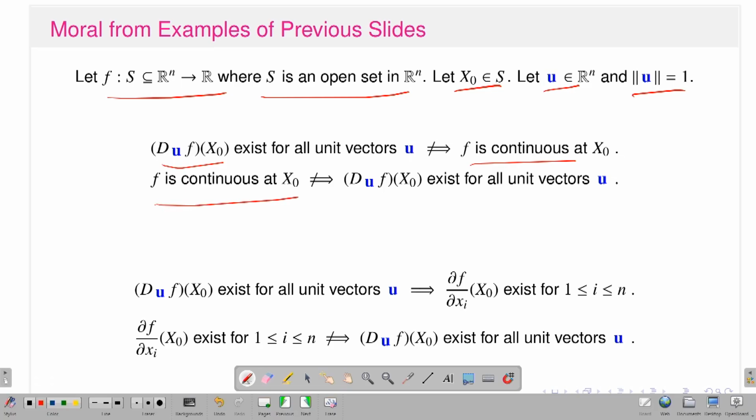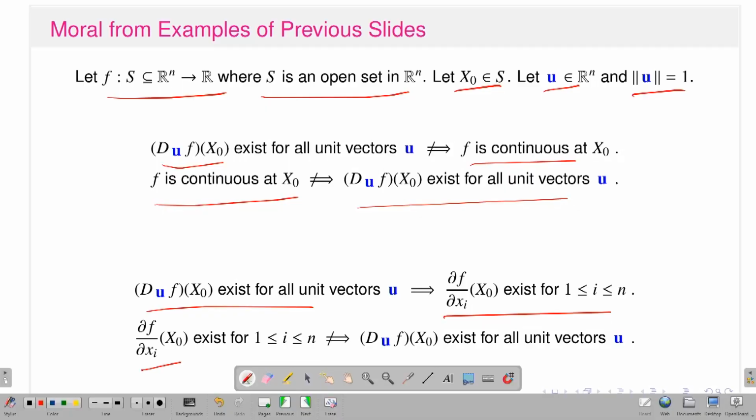Not only that, if my function is continuous, that also does not imply that the directional derivative of f at x naught in any direction will exist. That is also true. That means no one implies the other. The existence of a directional derivative at some point in any direction will not imply the continuity of f at that point. Continuity of f at that point will not imply the existence of a directional derivative in any direction.